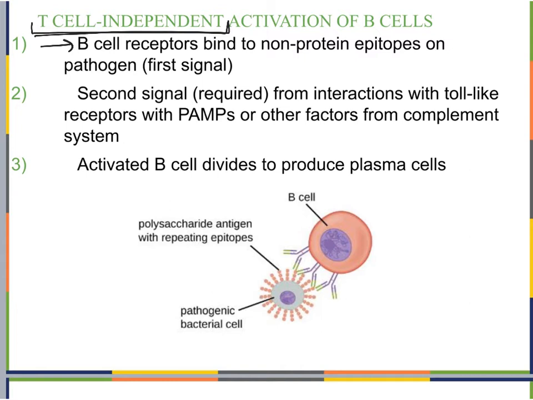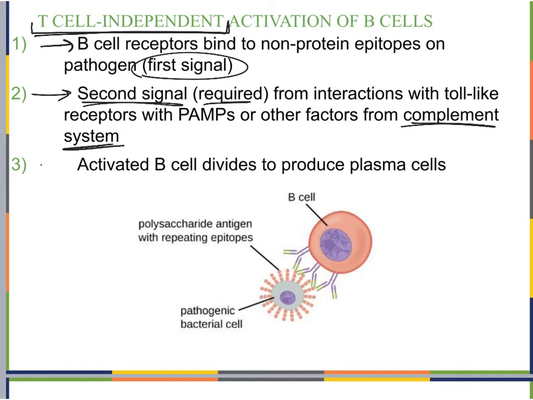In this case, we have the B cell receptors binding to the non-protein epitopes on the pathogen, because remember, when we're talking about protein epitopes, we're talking about T cell activation, T cell dependent. If we're talking about non-protein, so lipids, carbohydrates, nucleic acids, then that B cell receptor is going to bind to those. That's going to be the first signal. Now the second signal is required, and that comes from interactions with toll-like receptors or PAMPs, or other factors from the complement system or the complement cascade.